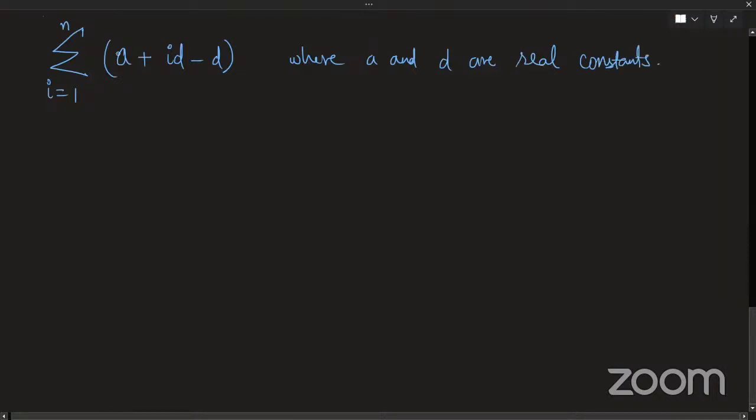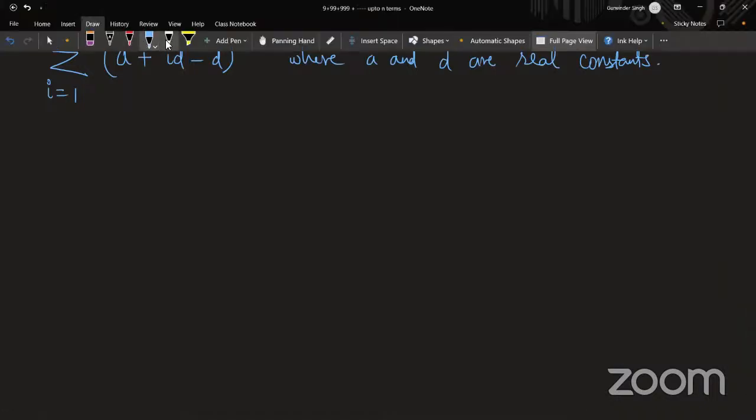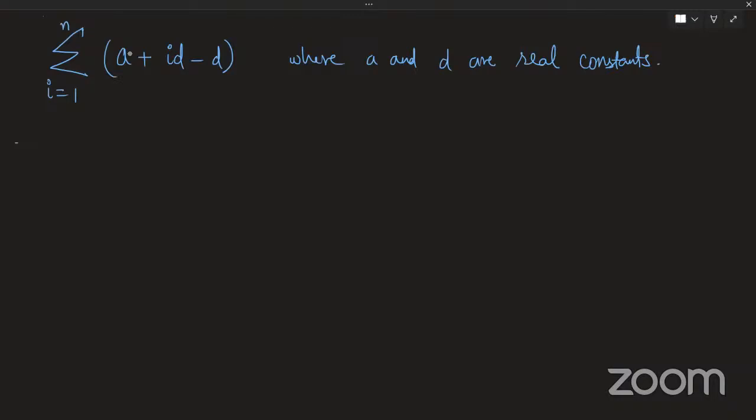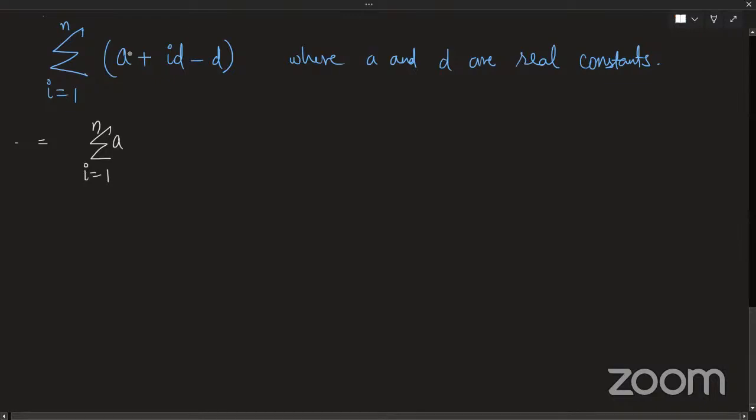Can you do it? Can anyone tell me how you can take sigma, where a and d are any constant numbers? So first of all, sigma i equals 1 to n of a, plus sigma i equals 1 to n of i d, minus sigma i equals 1 to n of d. So tell me, what is the first sigma equal to?